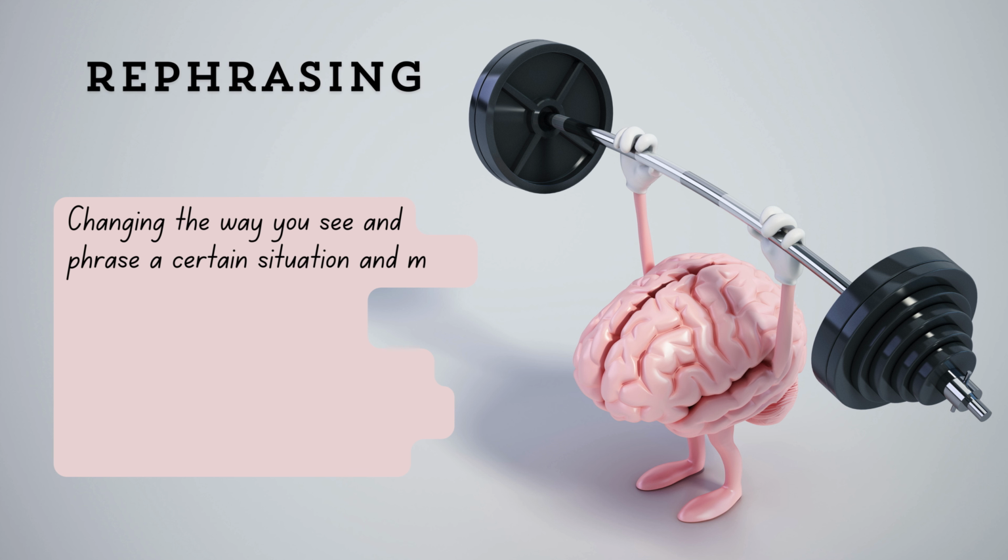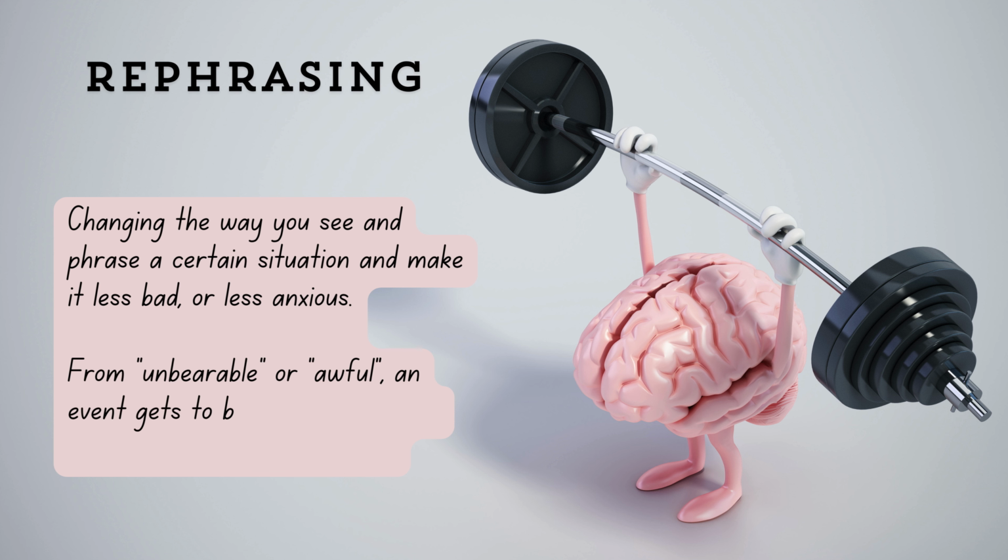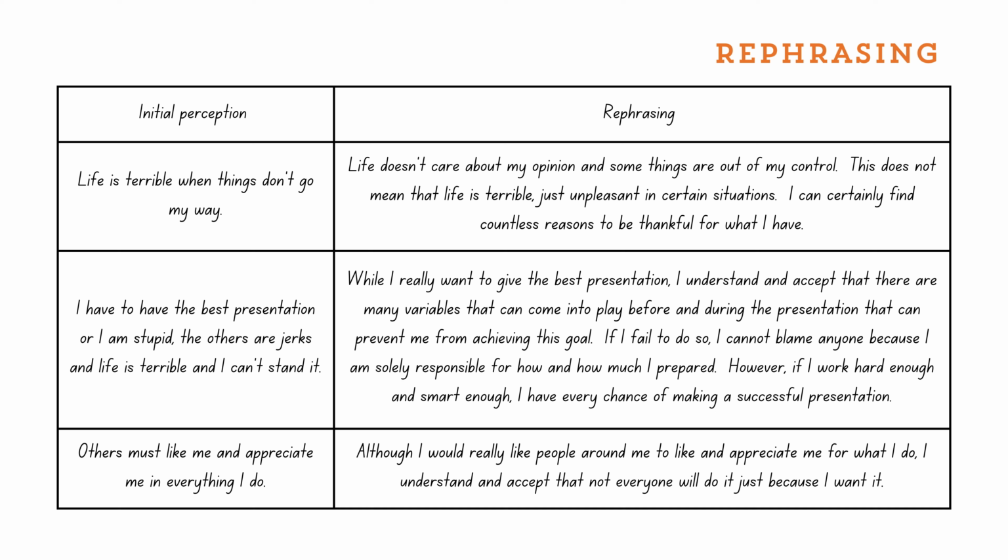A third type of cognitive technique is called rephrasing. Basically, it involves changing the way you see and phrase a certain situation and make it less bad or less anxious. This allows you to reevaluate the events by changing your perspective. From unbearable or awful, an event gets to be perceived as only disappointing or unpleasant. Have a look at this table and see how the initial perception can be changed with rephrasing it.